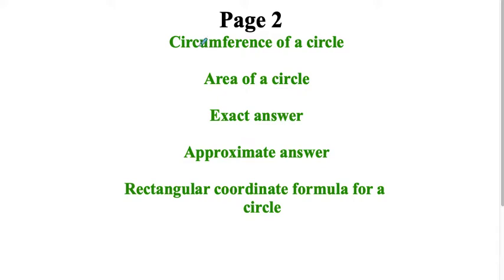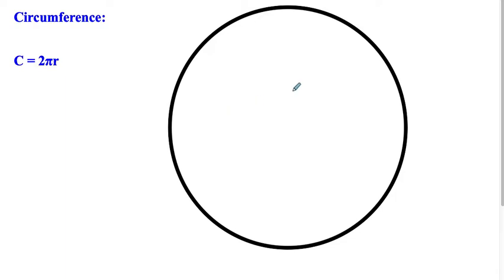What we're going to be talking about this time round is circumference, area, exact and approximate answers, as well as the rectangular coordinate formula for a circle. Please bear in mind these are just the initial notes, and we'll of course be doing examples in subsequent videos. So first thing is the circumference. The formula for the circumference is C, circumference, equals 2 times pi times r.